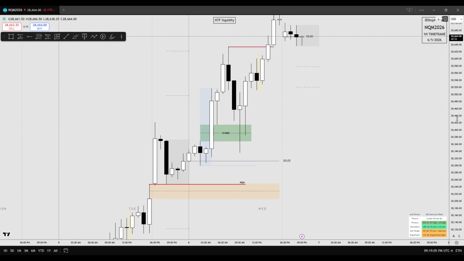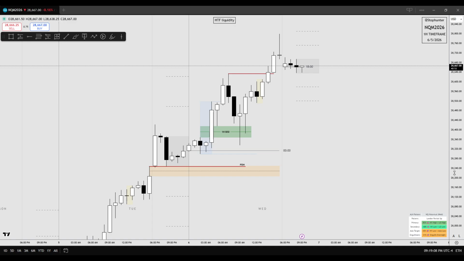So now we hop down onto the 1 hour. I'm paying attention to market structure shifts, liquidity, as well as arrays. So where are our arrays? We have a 1 hour SIBI right here. Then we have a 1 hour BISI right here. 1 hour SIBI tiny, 1 hour BISI balanced price range.